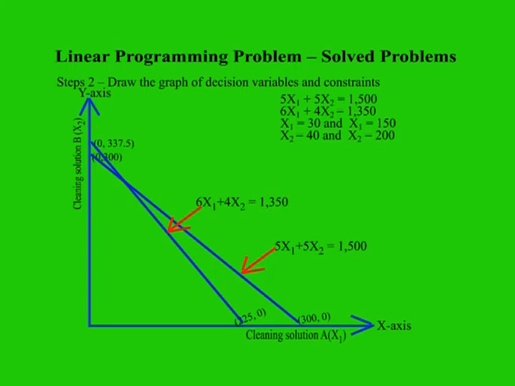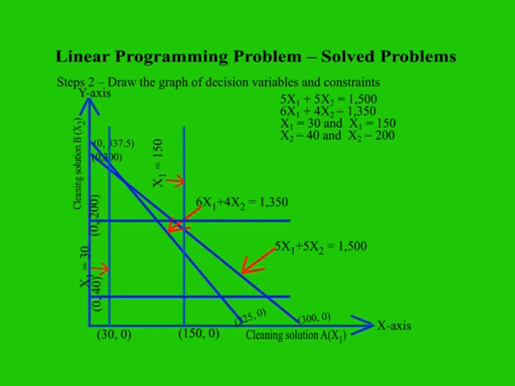x1 is equal to 30 and x1 is equal to 150 are vertical lines starting from 30, 0 and 150, 0 and extending upward respectively. x2 is equal to 40 and x2 is equal to 200 are horizontal lines starting from 0, 40 and 0, 200 and extending to the right respectively.